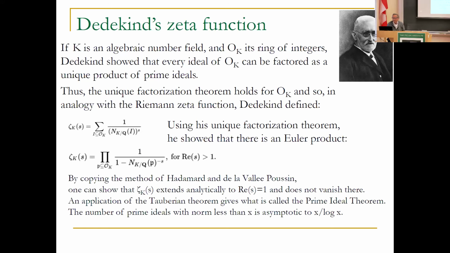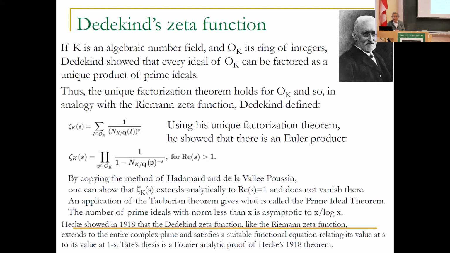By copying the method of Hadamard and de la Vallée Poussin, you can show that the Dedekind zeta function extends analytically to real S equals 1 and doesn't vanish there, and then apply the Tauberian machine, and lo and behold, you get the prime ideal theorem. I don't know of any other way of proving the prime ideal theorem, which I told you about. I give you an irreducible polynomial, and ask you how often does it have a root mod p. To answer that question, I have no other way except through the Dedekind zeta function. No other way.